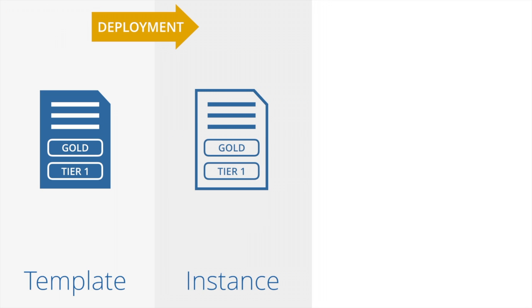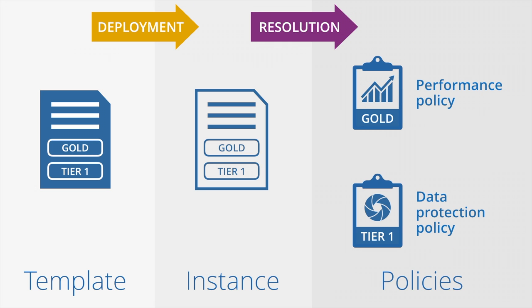So here's how it all fits together. We start off with that template from our example, and we can then provision and deploy a running instance of the storage from that template. So now we actually have two 1 terabyte volumes provisioned on our storage that we can connect a workload to. But there's an additional step at that time of deployment, which is resolution of the policy labels. So now gold and tier 1 are not just labels, but they are resolved by the software to actual existing policies.